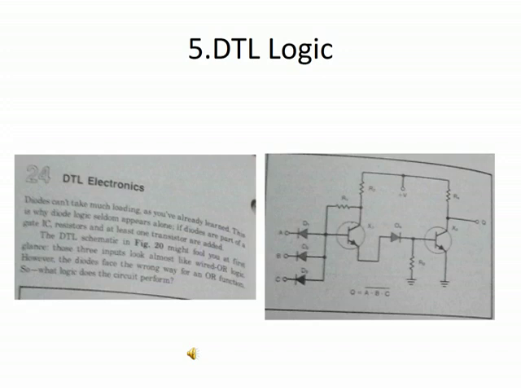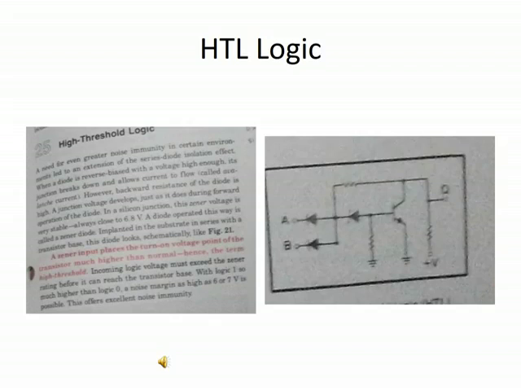The next one will be the HDL logic. HDL logic is a high threshold logic, so that the diodes provide noise immunity. In this case, we use a Zener. You can see that our A and B are connected to two diodes, and also connected to the Zener diode.